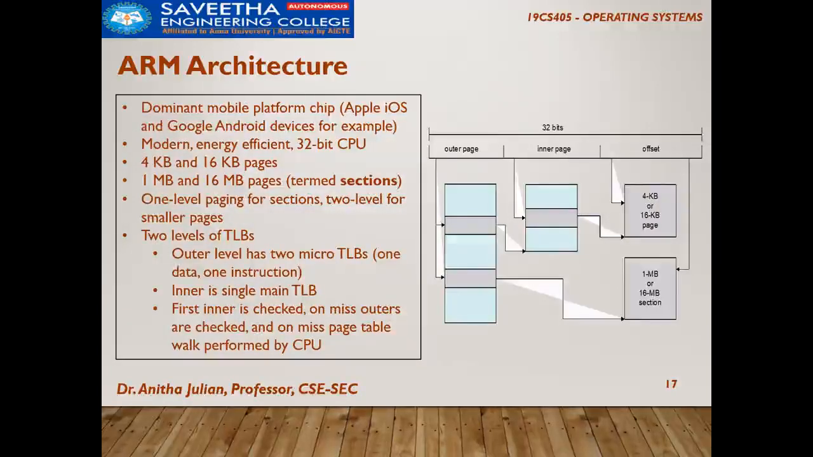And even for your mobile platform, you have the ARM architecture, which is used for Apple iOS and Google Android devices. This is a 32-bit CPU, so it is going to generate a logical address with these specifications, and you can have an outer page, inner page. So it actually has two-level paging, one level for sections and two levels for the pages. So you have segmented paging. That is what we are trying to say.